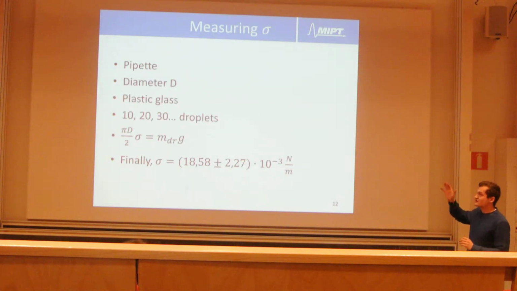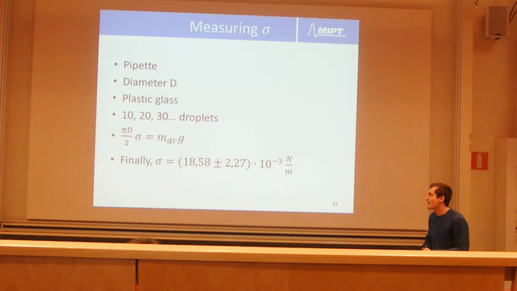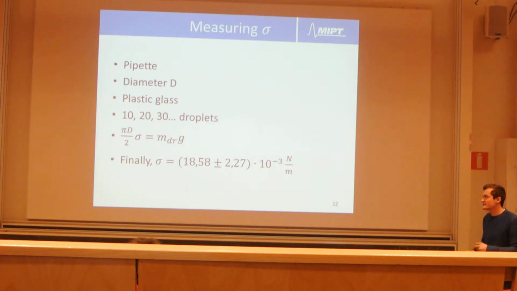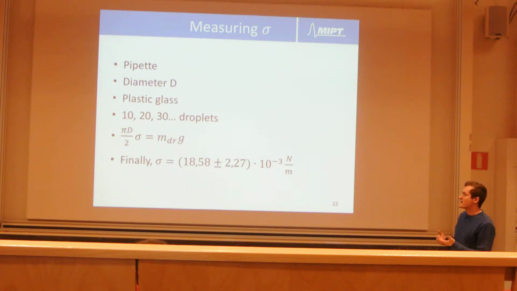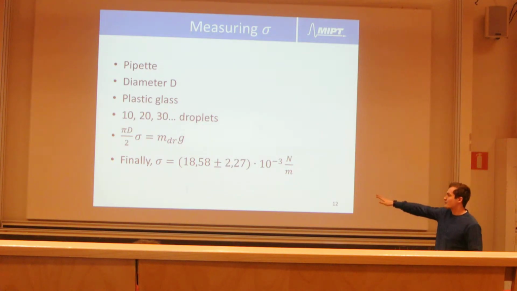First, we measured sigma in our experimental part. It was very simple: we took some droplets and measured the mass of each droplet, measuring a glass with 10, 20, 30 and more droplets, and then measuring the empty glass. Here's what we get for sigma.